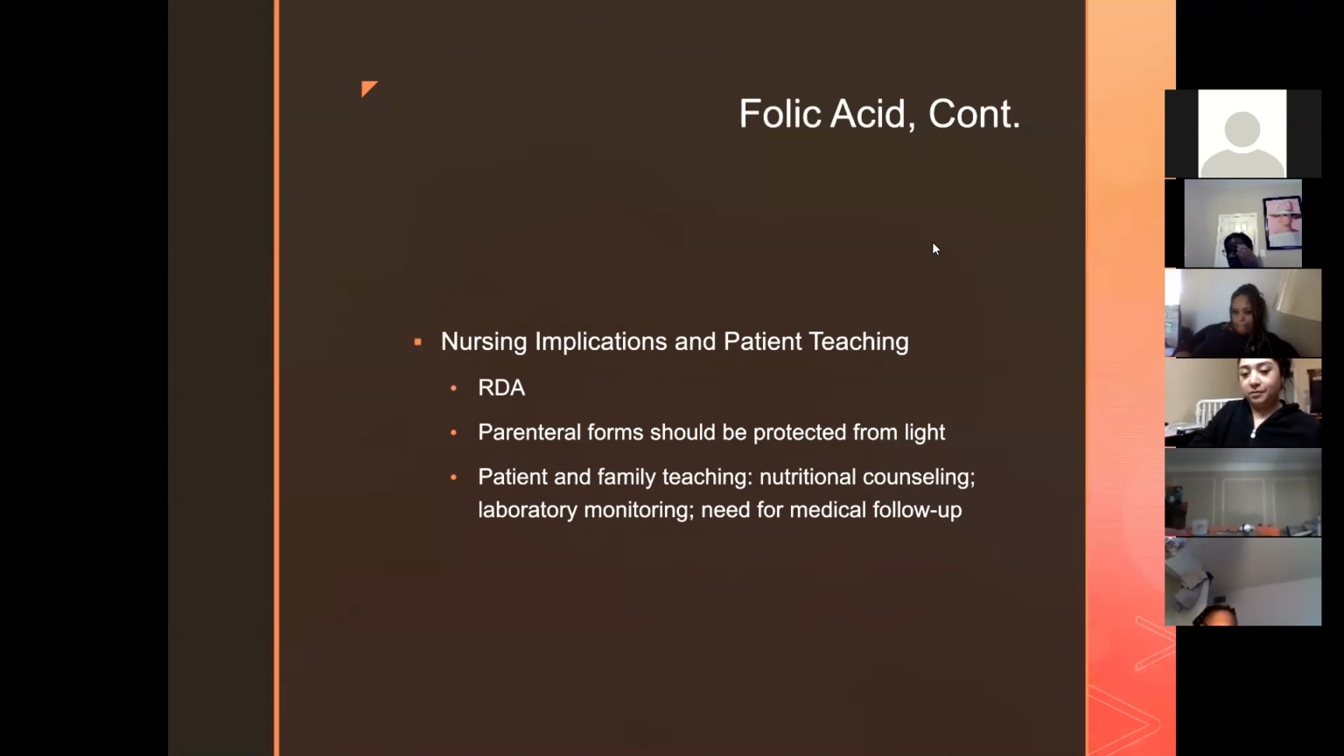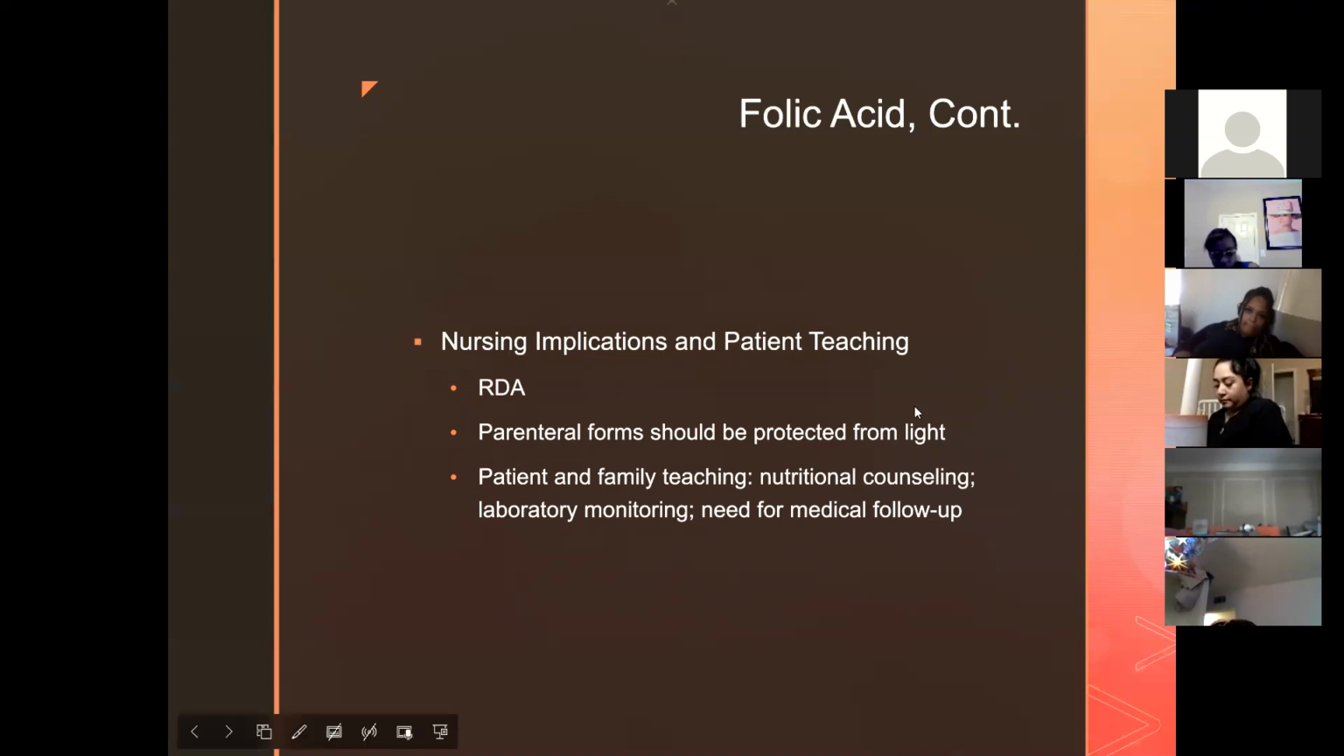Any nursing implications that you may need to know. If your patient is taking this in a parenteral form, it should be protected from light. This is like most of your vitamins. They come in dark bottles. Okay, you ever noticed? All of your vitamins, they don't come in a see-through container. If it's liquid, it's typically in a dark brown or a dark blue container. They need to be protected from light. If they're not protected from light, then the vitamin itself may not be as effective.